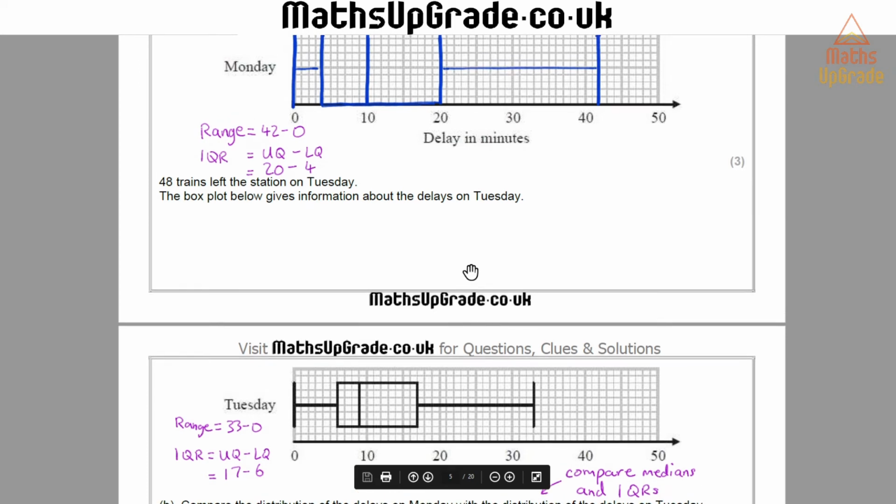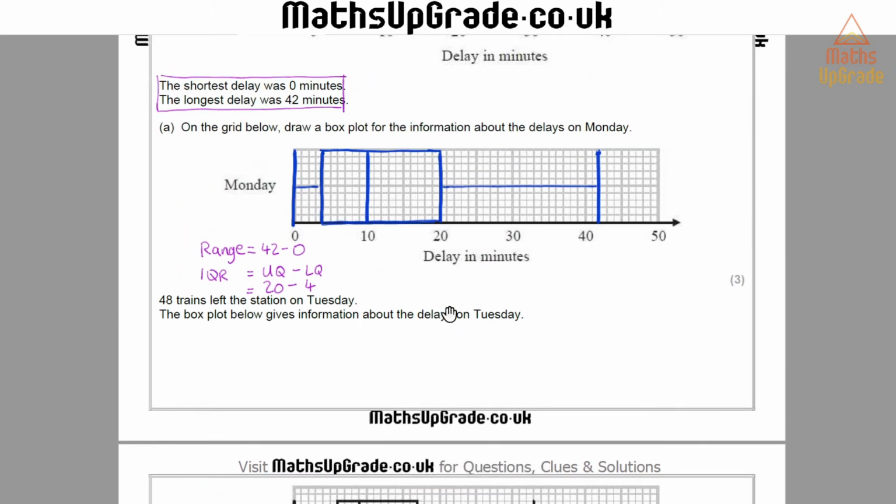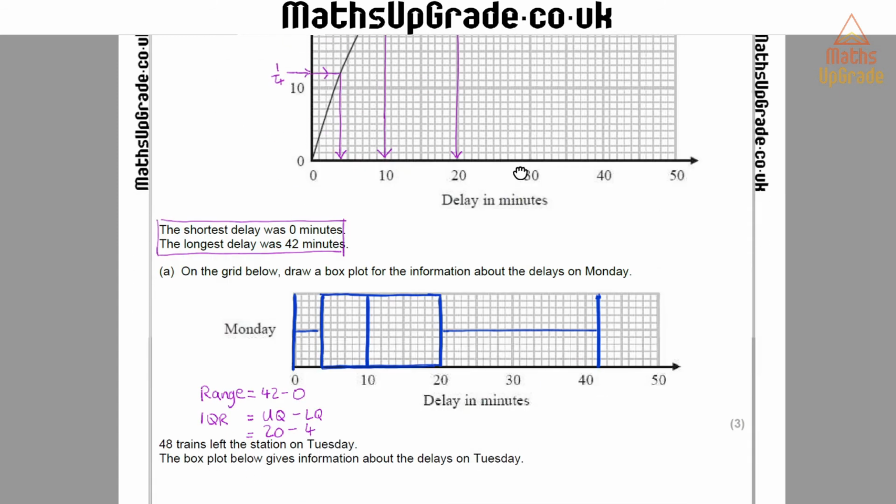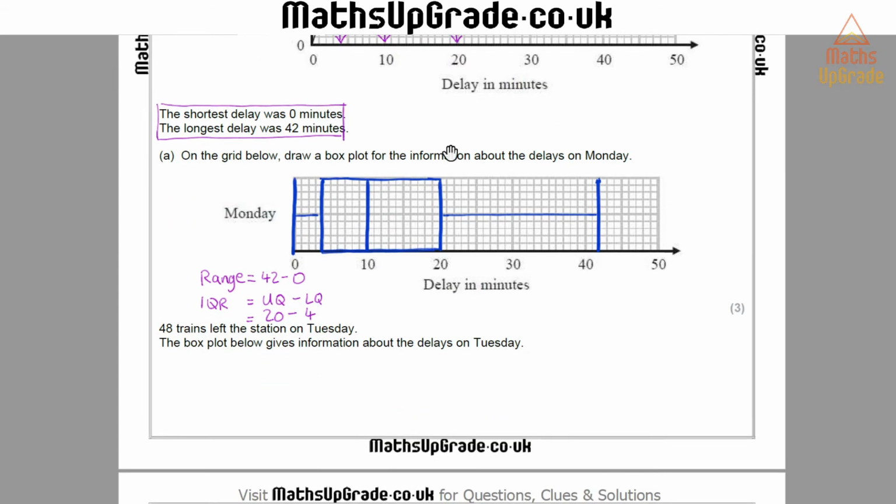The second thing I've commented on is the interquartile range. Interquartile range is the upper quartile subtract the lower quartile. So the upper quartile was 20, lower quartile was 4, given from these values here. And so the interquartile range is 16 for Monday.